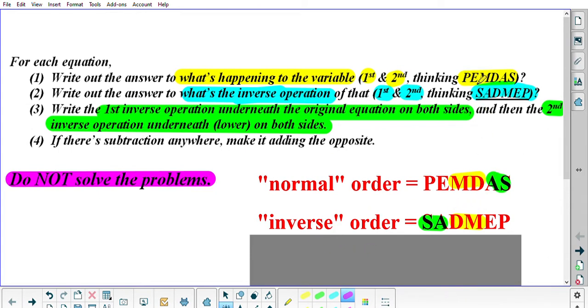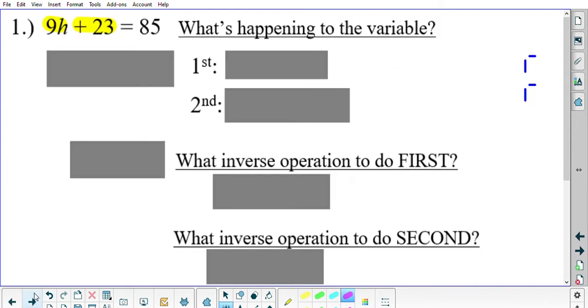So instead of doing multiplication and division, then addition and subtraction, it will be completely flip-flopped from that, because the word inverse means the opposite. All right, let's do some problems together. Let's start with number 1. What's happening to the variable?